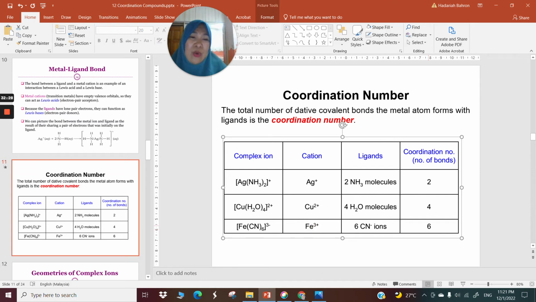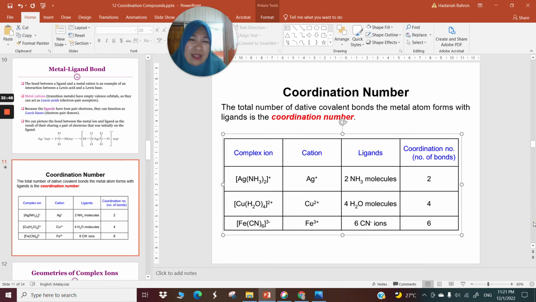But it has a coordination number of 6 because there are 6 cyanide that are bonded to your iron. So this is hexacyanoferrate. And I'm going to teach you how to name this in a while. So I hope you now can distinguish how you calculate the oxidation number of the metal and the coordination number of the metal.